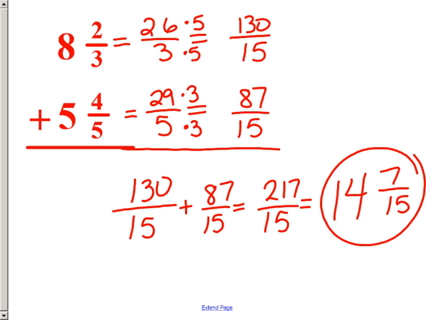All right, now that you've tried it, take a look. 8 and 2/3 equals 26 thirds. 5 and 4/5 equals 29 fifths. Common denominator is 15, so 26 thirds is equal to 130 fifteenths. 29 fifths is equal to 87 fifteenths. So when I add 130 fifteenths and 87 fifteenths, I'm going to get 217 fifteenths, which equals 14 and 7 fifteenths.